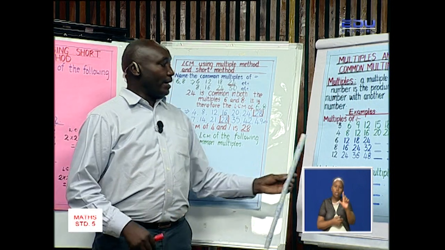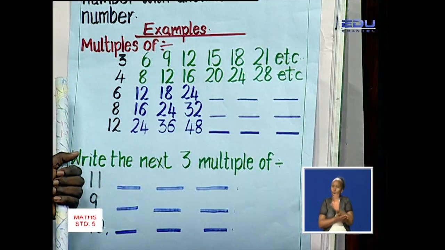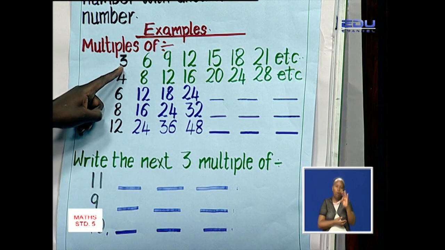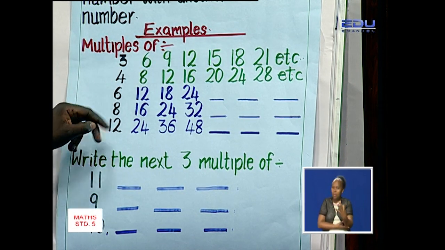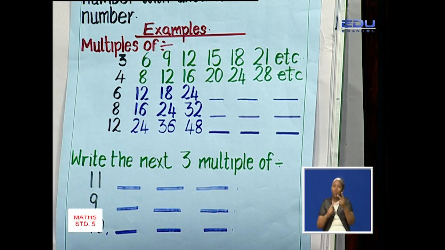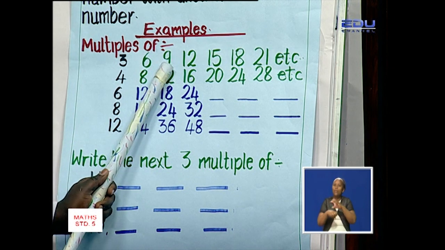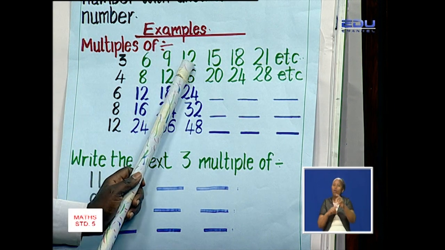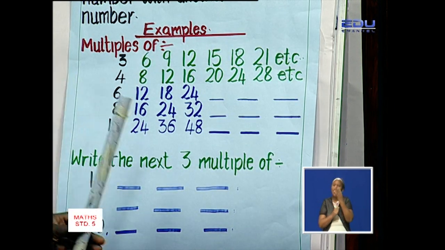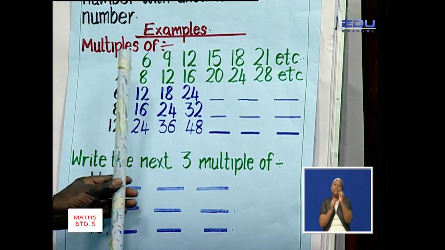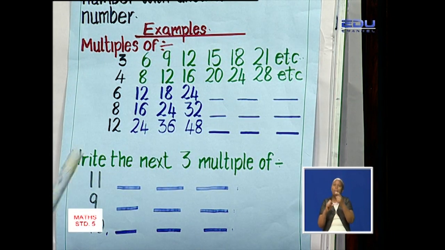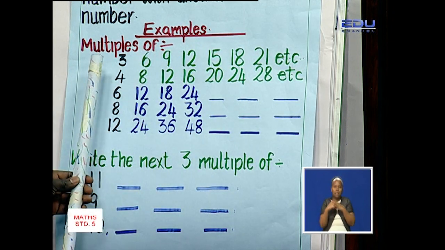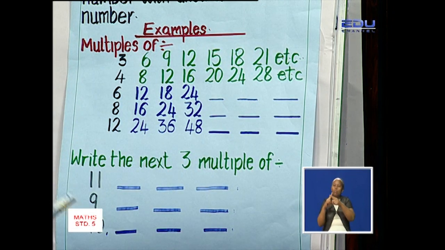And we shall go back to the multiples of 3. You will find that 3 multiplied by 2 will give us 6. 3 multiplied by itself will give us 9. 3 multiplied by 4 will give us 12. 3 multiplied by 5 will give us 15. 3 multiplied by 6 will give us 18. And 7 multiplied by 3 will give us 21.